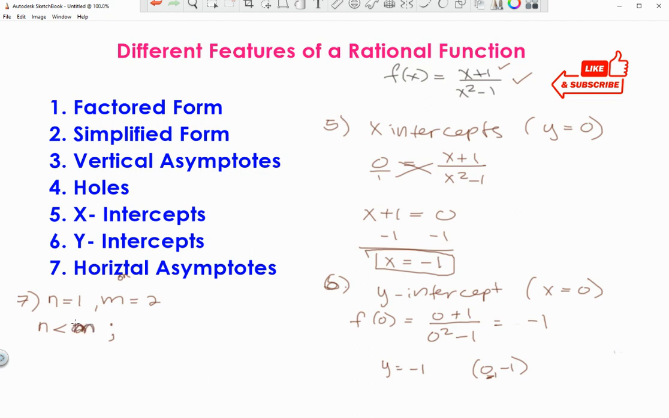So this is situation number 1. Remember, you have 3 situations: where n is less than m, n is equal to m, and n is greater than m. Well, this is the less-than situation, so therefore your horizontal asymptote is y equals 0. Okay. All right, so let's move on to a different example.